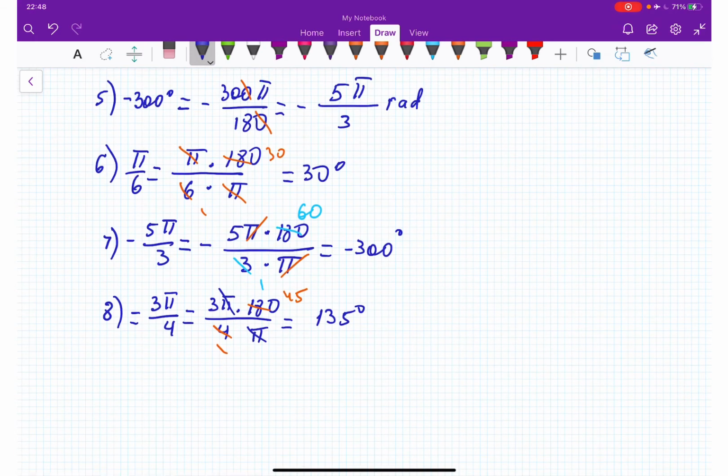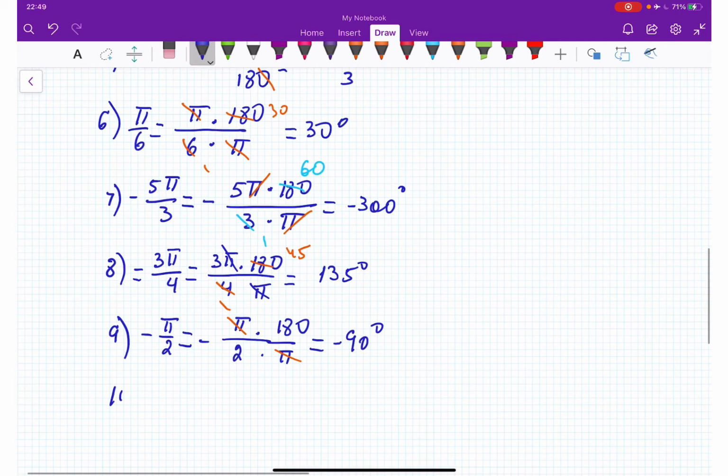Question number 9. Negative pi over 2. That's going to be negative pi over 2 times 180 over pi. So pi and pi is gone. 180 over 2 is going to be negative 90 degrees.